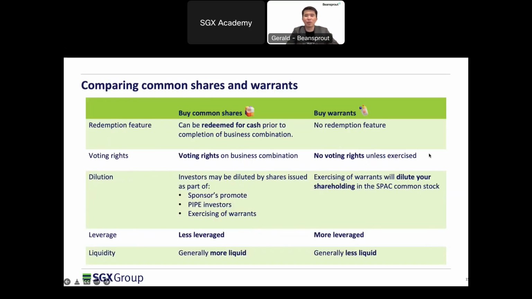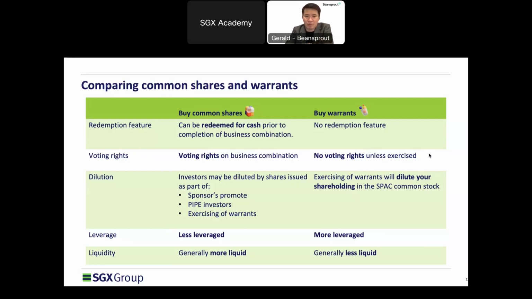Okay, so I will compare what the SPAC shares are versus the SPAC warrants, just in case you are looking at the shares and the warrants and wondering what the difference is. Earlier we talked about the redemption feature for SPACs, and that is only applicable to the SPAC shares, but not to the SPAC warrants. Remember, as a holder of the SPAC share, you can redeem for cash prior to the completion of the business combination. But if you are holding on to the warrant, then you don't have such a redemption feature.